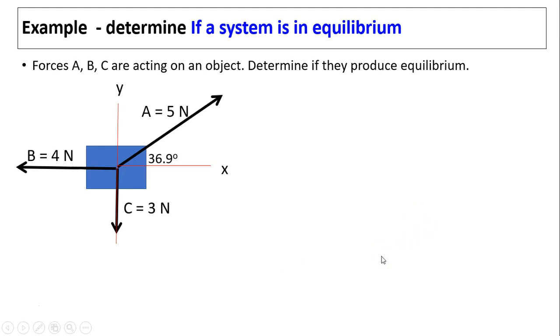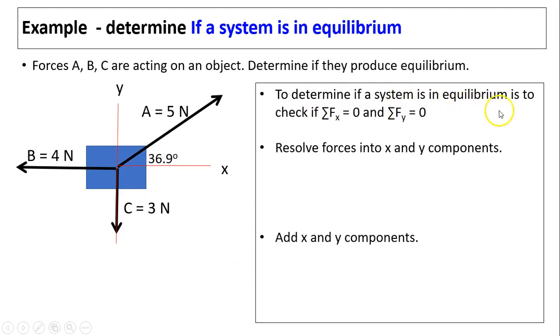Let's take a look at this first example. Determine if a system is in equilibrium. Forces A, B, and C are acting on an object. As you can see here, A is at an angle, B is to the left, and C is down. Determine if they produce equilibrium. Is this object in equilibrium? To determine that, we have to find if all the forces in the x direction sum to zero and if the forces in the y direction sum to zero. Basically, this is a vector addition.